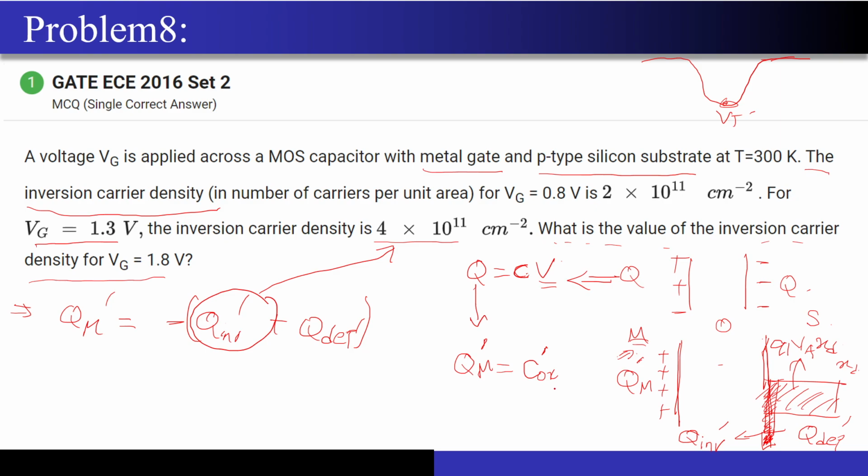So this will be Cox over here. And what about the V over here? V is nothing but the voltage difference that you are having across the oxide, right? This is what is forming your capacitance. So this is nothing but your Vox, right?